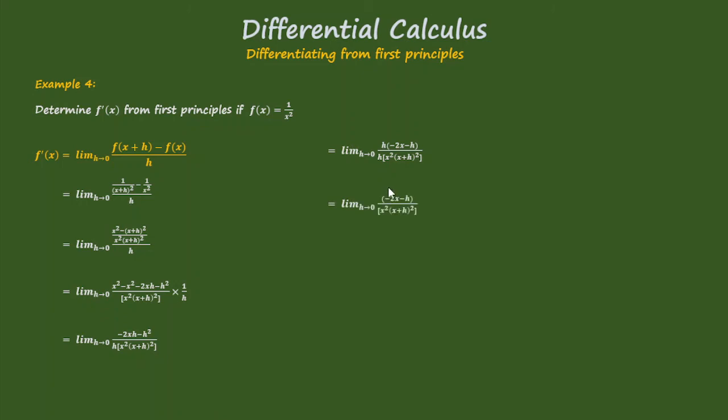Now I can test the limit as h approaches 0 by substituting 0 whenever I see h, and that leads me to minus 2x as the numerator over x to the power 4. x and x can cancel, leaving minus 2 all over x to the power 3. Now what this tells me is that the derivative of 1 over x squared is minus 2 over x to the power 3.